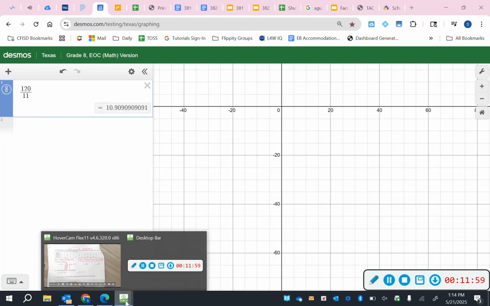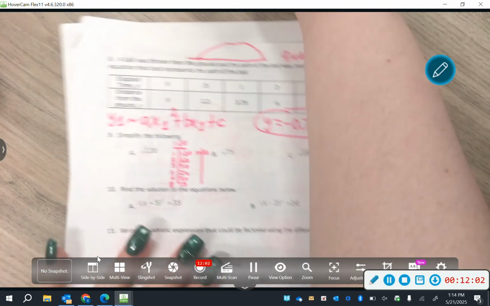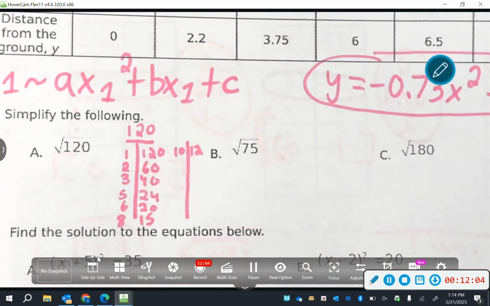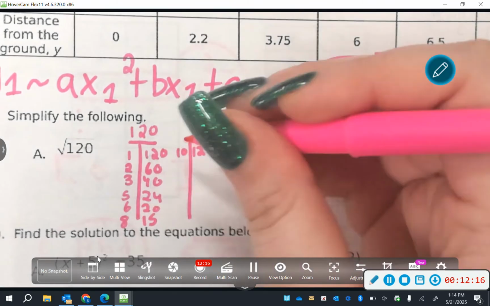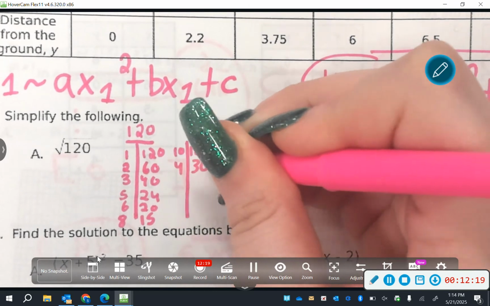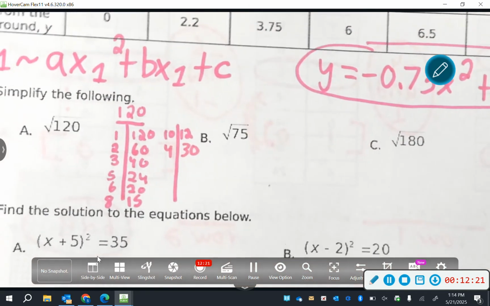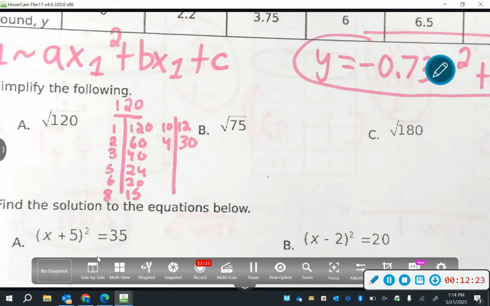And then we repeat. So here are all the things that multiply together to get 120. Did I skip one? Did I do 4? How did I skip 4? It's in it also, 4 and 30. Okay. So anyway, there's all of our things that multiply together to get 120. Which one's our biggest perfect square?